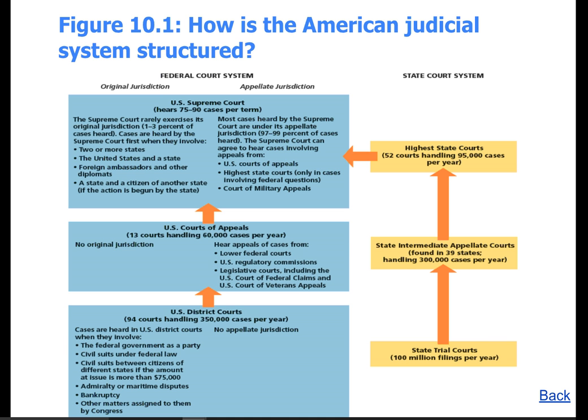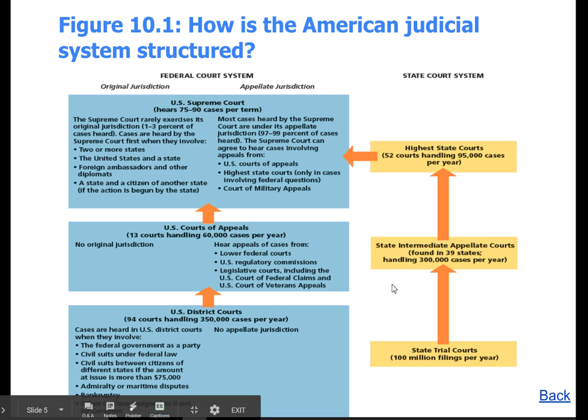And then you see the Supreme Court, and again, the number of cases they hear each year is extremely limited, and we'll talk about how they choose those cases later on. But they do have limited original jurisdiction. So a state and a citizen of another state if the action is begun by the state. For example, we also see if it involves a diplomat or foreign ambassador. If the United States is the party and is making a suit to a state, or if states are suing each other. But then you'll see the appellate jurisdiction is how most of the cases arrive.